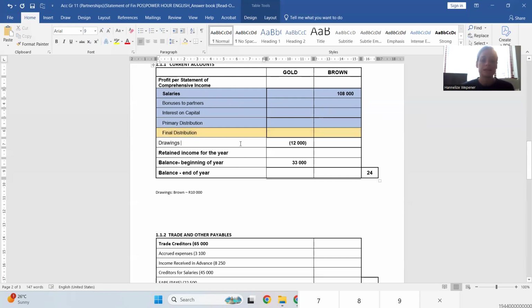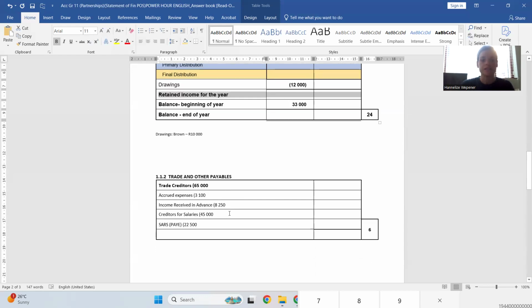Then it might be that the partners decided to already withdraw some of their earnings for the year, and you will then subtract that. So primary plus final distribution is equal to the partner's total earnings. Subtract from that the drawings that they had to see how much they retained. So how much of their earnings for the current year did they retain in this account? Add to that their opening balance to then see what the balance is at year end that we will show in the SFP.